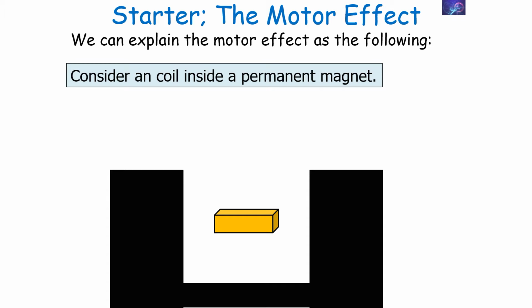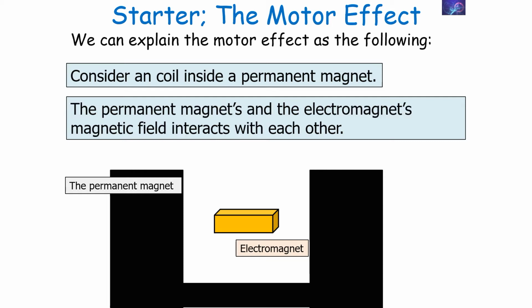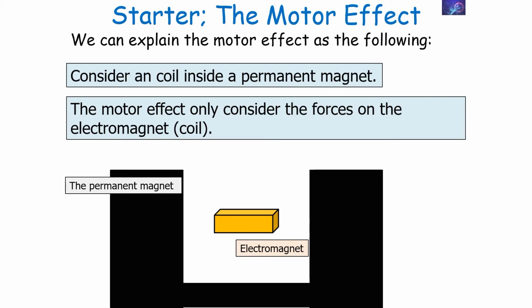Consider a coil inside a permanent magnet. So you've got the permanent magnet and you've got this conductor, this coil. Now when a current flows through the conductor, it becomes an electromagnet. So the permanent magnet and the electromagnet's magnetic fields interact with each other. This then causes a magnetic non-contact force to be placed on both the permanent magnet and the electromagnet. Now the motor effect really only considers the forces on the electromagnet or the coil, so from this point onwards we'll only consider the forces on the coil, even though there are forces on the permanent magnet as well.